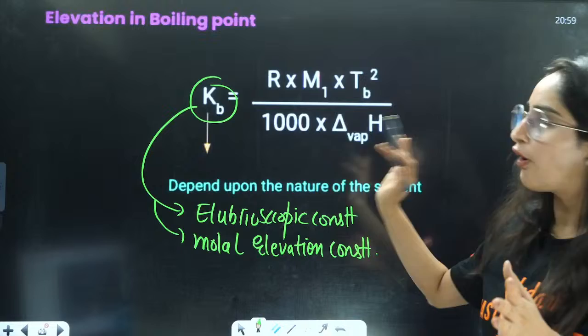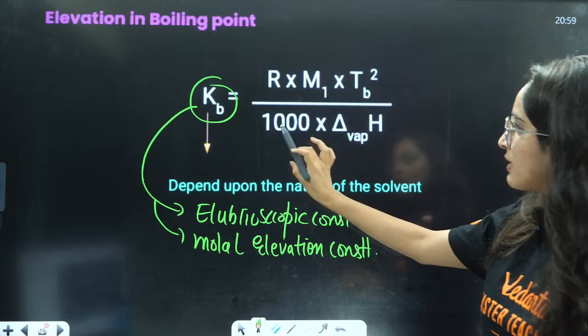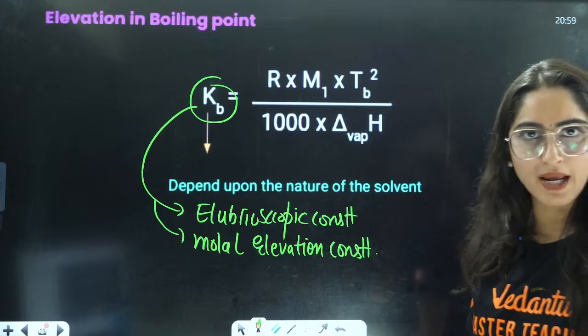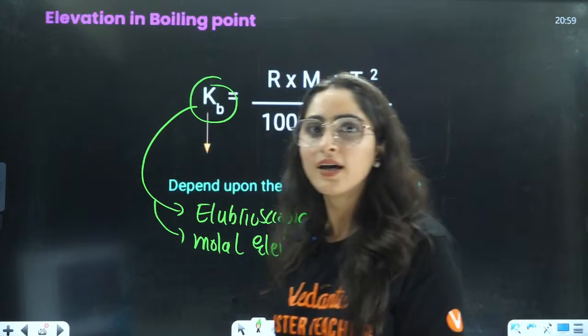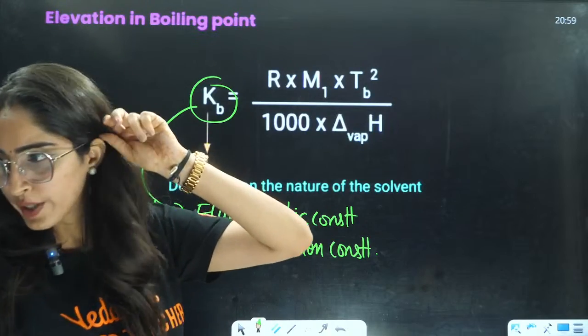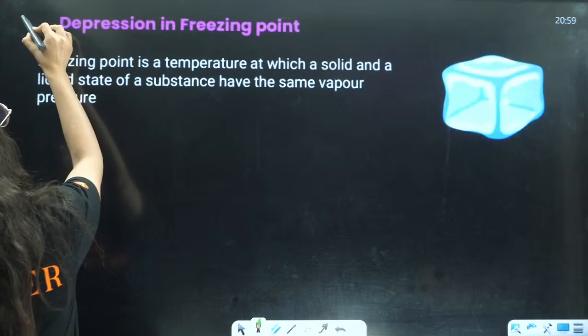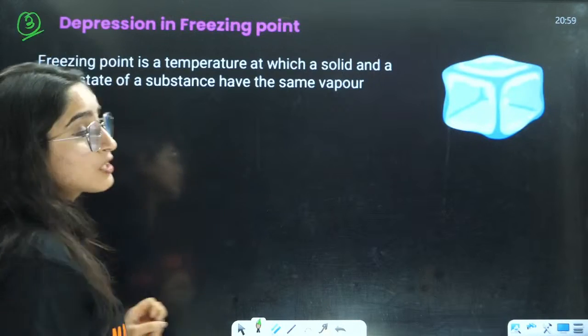But if you talk about the formula, that is R M1 multiplied by TB square upon 1000 into delta H of vaporization. Nobody asks this thing, right? They will not ask you this formula. Just go through it once, right? That's it. Now, next, the third colligative property is depression in freezing point.